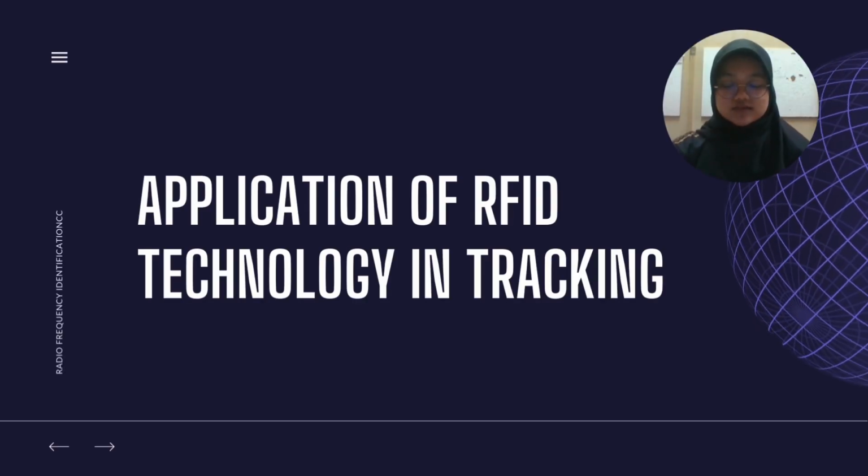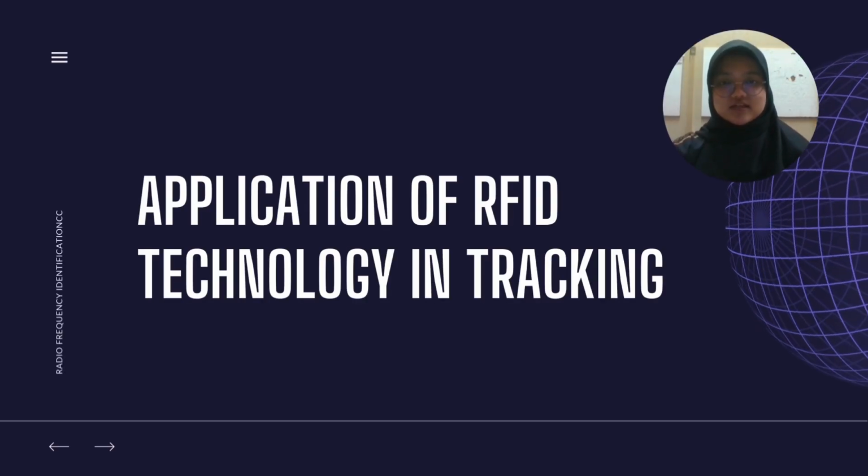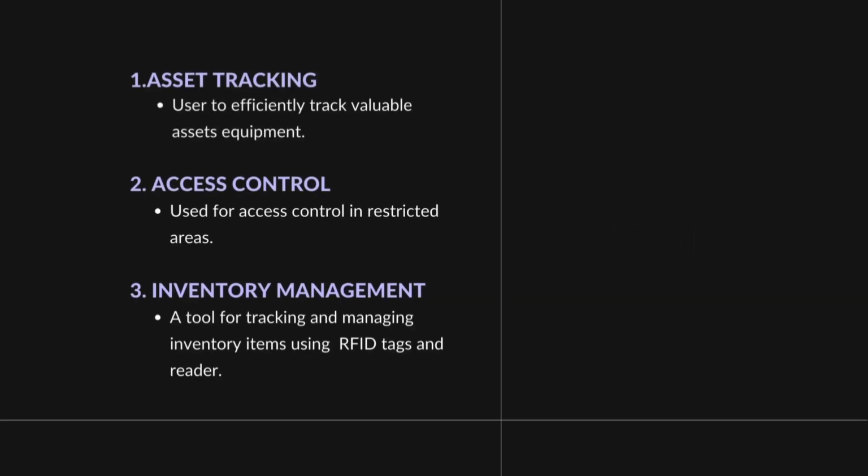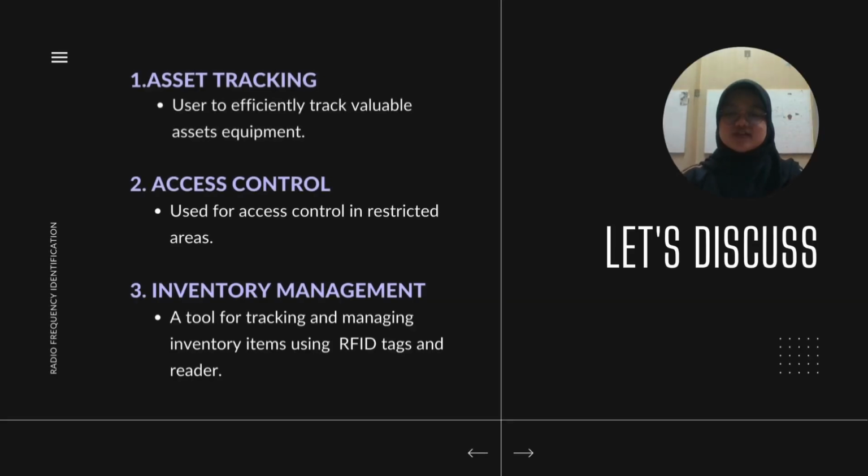For the next slide, I will discuss the application of RFID technology in tracking. Let's discuss this slide. First, asset tracking is used to efficiently track valuable assets and documents. For your knowledge, RFID makes it easier to track expensive documents and assets. For example, RFID tags are used by the construction, transportation, and laboratory sectors to track and manage valuable assets, to ensure they are where they need to be when required.